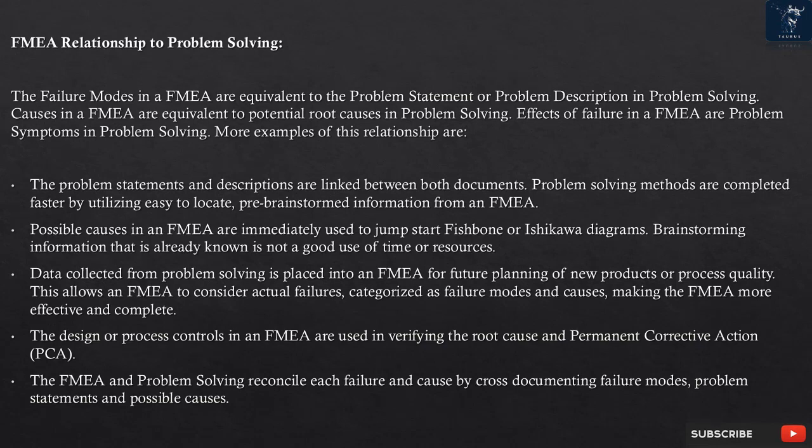Data collected from problem solving is placed into an FMEA for future planning of new products or process quality. This allows an FMEA to consider actual failures, categorized as failure modes and causes, making the FMEA more effective and complete. The design or process controls in an FMEA are used in verifying the root cause and permanent corrective action, PCA. The FMEA and problem solving reconcile each failure and cause by cross-documenting failure modes, problem statements, and possible causes.